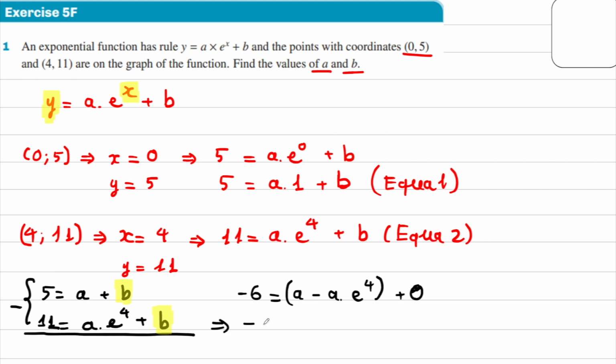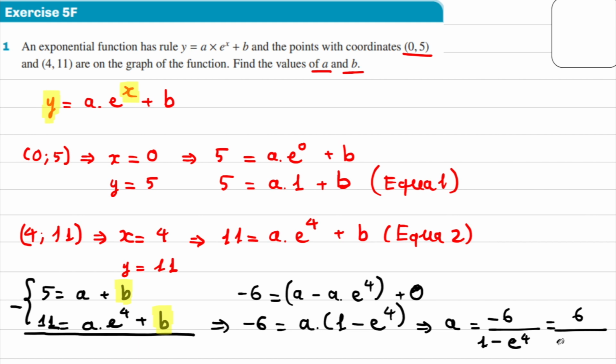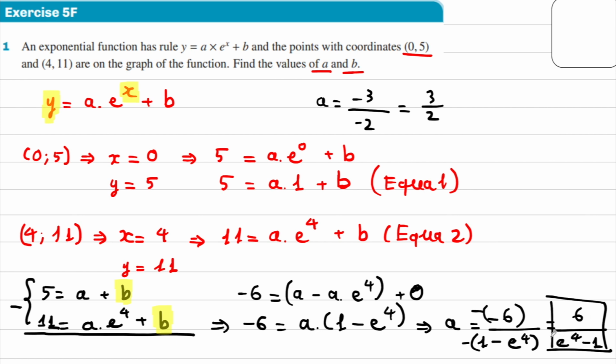We eliminate b right now, and then factorizing a, you have 1 minus e to the power of 4. After that, you can see that a will be equal to minus 6 over 1 minus e to the power of 4 here. Look at this. I can change this one to 6 over e to the power of 4 minus 1. I change the sign from minus 6 to 6, and I change 1 minus e^4 to e^4 minus 1 at the same time. Like minus 3 over minus 2 will become 3 over 2, I have the minus sign in front of this number and a minus sign in front of this number at the same time. After that, I've got the new value for a. I think this one is very easy right now.